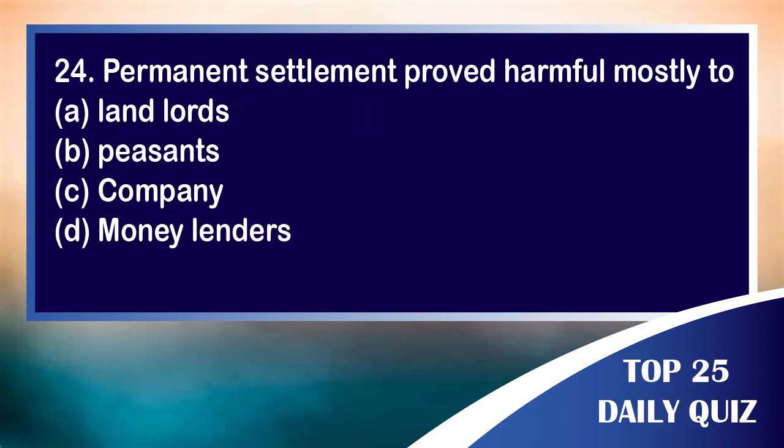Question 24. Permanent settlement proved harmful mostly to Option A, landlords. Option B, peasants. Option C, company. Or Option D, moneylenders. The correct answer is Option C, company.